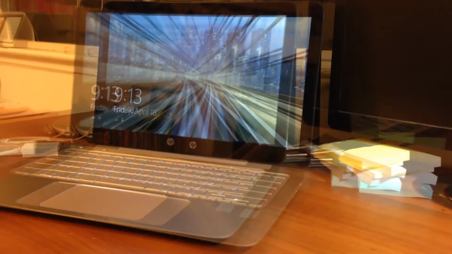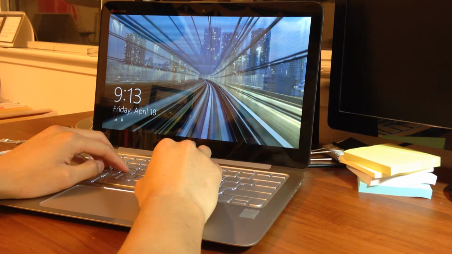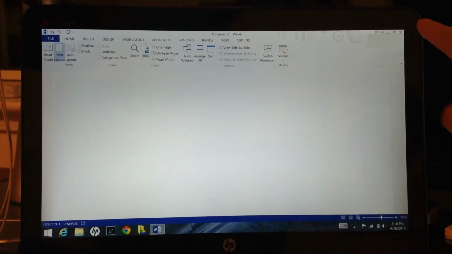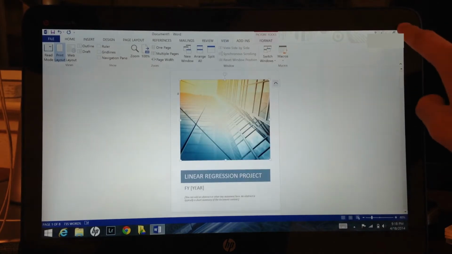But wait, before we get too excited, I have a few very minor gripes with it. For example, the shell of the laptop attracts a substantial amount of fingerprints, and the speakers are on the bottom, so the noise is easily muffled. Nevertheless, the quality of the Beats audio speakers makes it bearable.